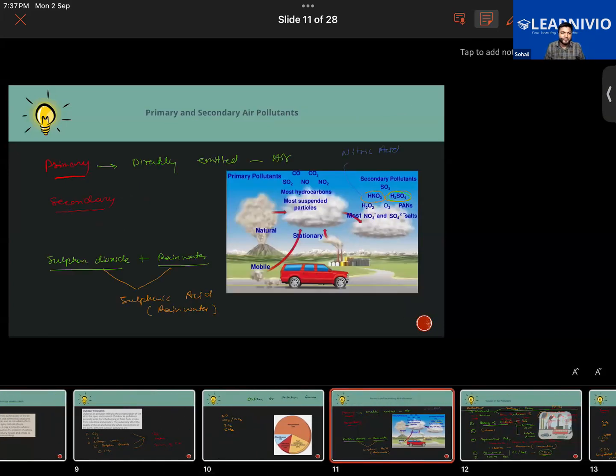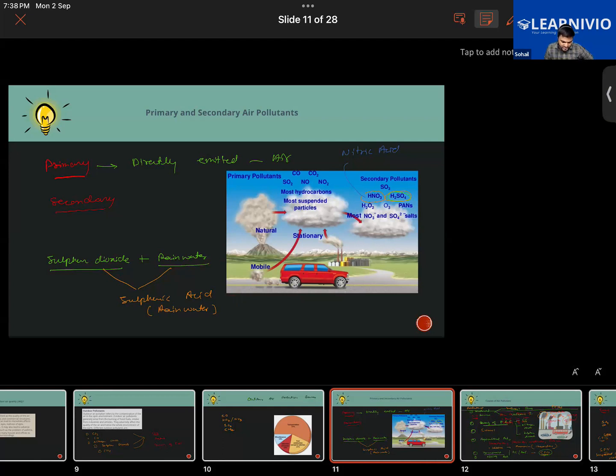Then there was another basis of classifying the air pollutants. One is primary, that is directly emitted into the air. Those are called primary pollutants. Examples are carbon dioxide, carbon monoxide, different kinds of gases, sulfur dioxide, and oxides of nitrogen. All these were the primary pollutants. But some primary pollutants like sulfur dioxide or oxides of nitrogen, if they react with rain, will form acid rain.